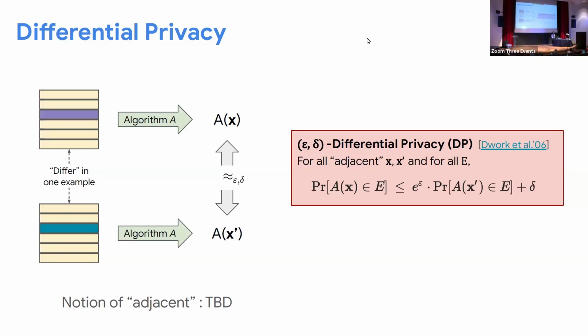More precisely, we have the notion of epsilon-delta differential privacy, for two parameters, epsilon and delta. We say that the algorithm is differentially private if for two adjacent data sets, X and X prime, the output of the algorithm on both data sets is similar, up to a multiplicative factor of e to the epsilon plus delta. So basically, the smaller epsilon and delta are, the more private the algorithm is.